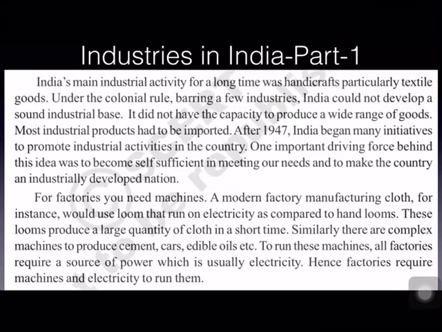The main idea behind all this was to become self-sufficient without depending on other countries for our needs, so that we need not import anything from other countries. If we are self-sufficient, we can produce our own goods. And for running the factories, we need machines. And for the machines to work, we need electricity.